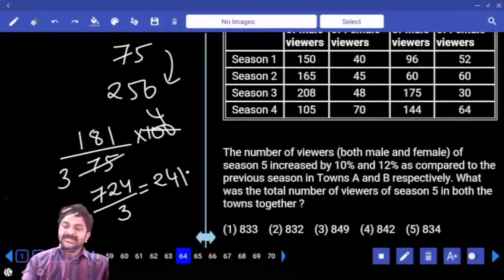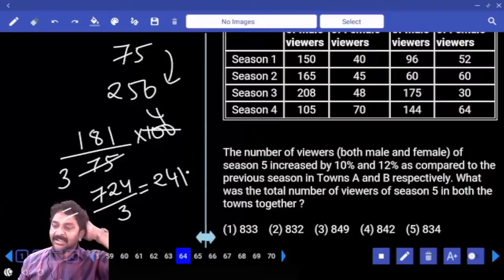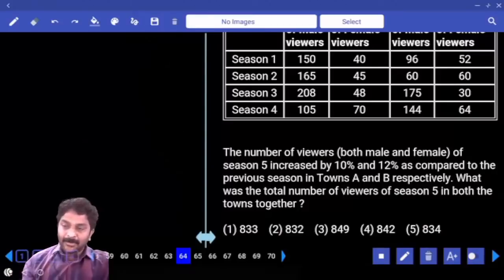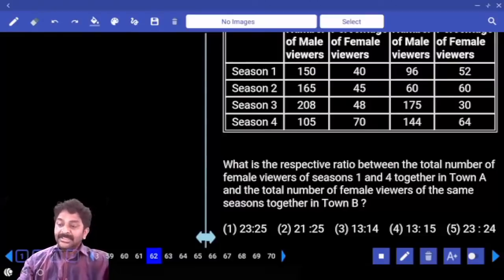Number of viewers of season 5 increased by 10% and 12% as compared to the previous season in town A and town B respectively. What was the total number of viewers of season 5 in both towns together? Okay, right. Somewhere in the previous question, I think question number 62, we calculated season 4 in town A and town B. How many females are there? We have already calculated. Do you all remember?